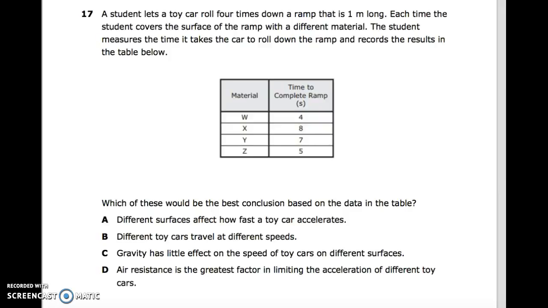A, different surfaces affect how fast a toy car accelerates. B, different toy cars travel at different speeds. C, gravity has little effect on the speed of toy cars on different surfaces. D, air resistance is the greatest factor in limiting the acceleration of different toy cars.